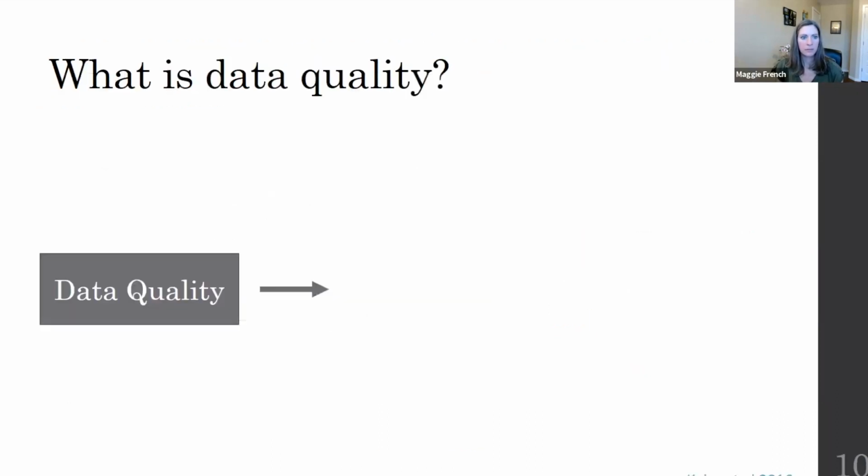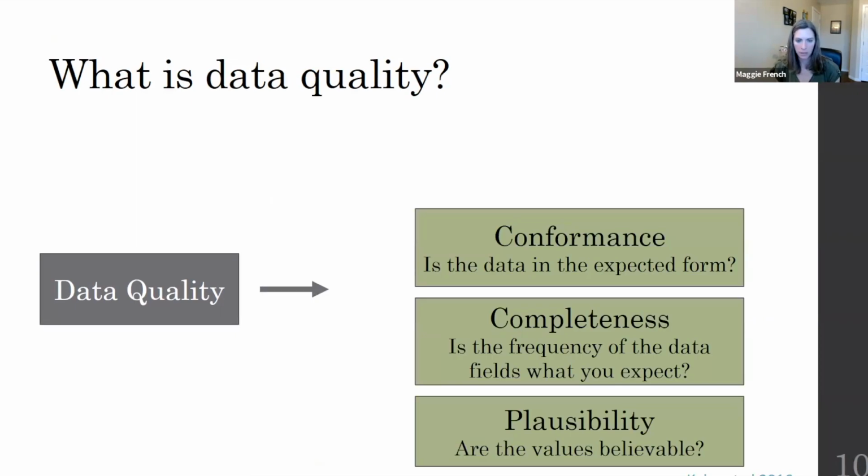So there are a number of different frameworks that we can use to assess data quality. I'm going to focus specifically on one that was published by Kahn et al. in 2016. In this framework, there are 3 categories of data quality. The first category is conformance, which is whether or not the values or the data within your database meet the structural constraints that you expect from it. In other words, is the data in the form that you think it's supposed to be in?